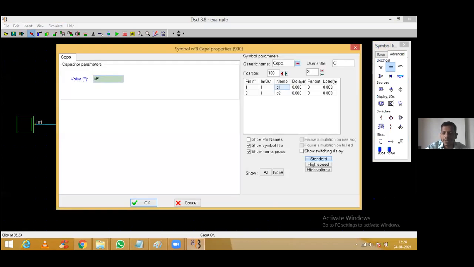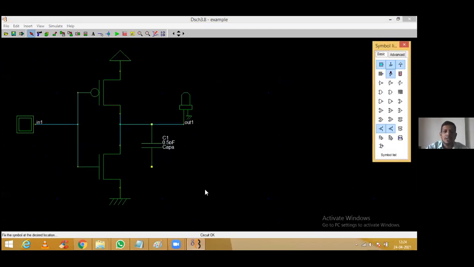So don't bother, double click and make it 0.5 picofarad. I hope you are getting it. And as far as the electrical nodal property is concerned, I need to ground this capacitance, the second plate of this capacitance. Are you getting what I did? Simple loading capacitance, attach it over here, modify its value as per the requirement, and ground that one. It's a simple thing that I need to do.